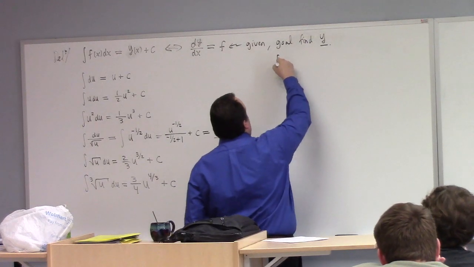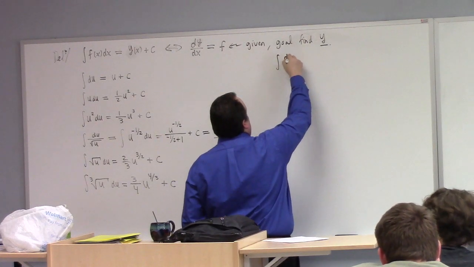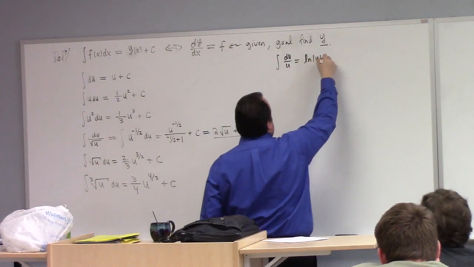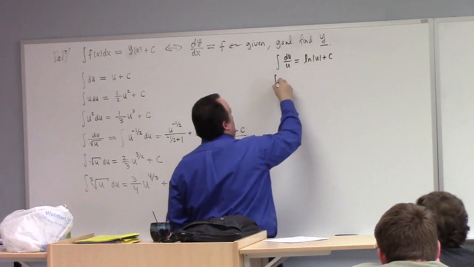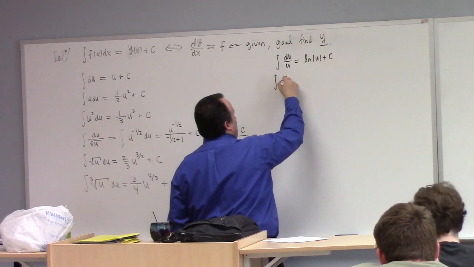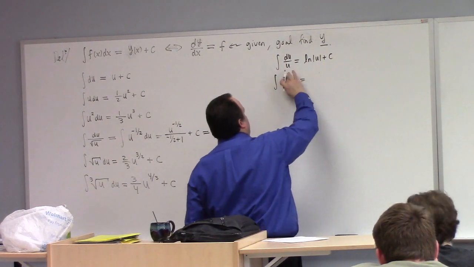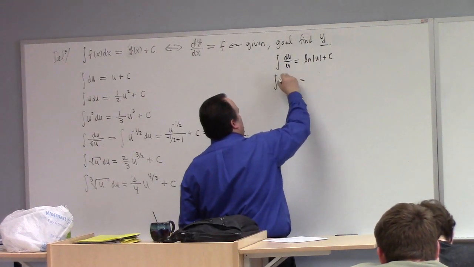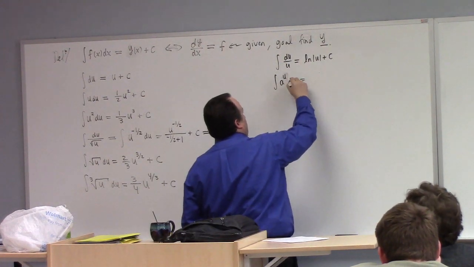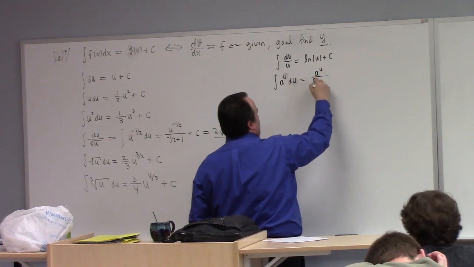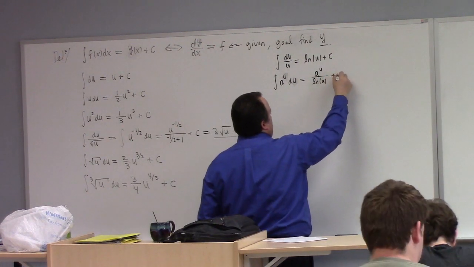Well, you also got yourself the integral of du over u is equal to the natural log of the absolute value of u plus a constant, right? What else do we know? The integral of a to the x dx is equal to, oops, my bad, my x's are showing here. Let's go back to u. So we've got a to the u divided by the natural log of a plus a constant, right?